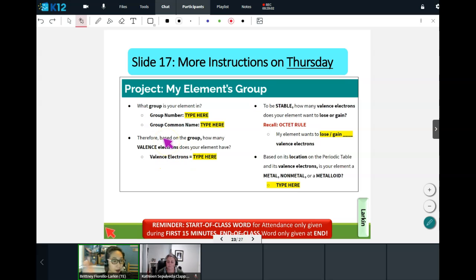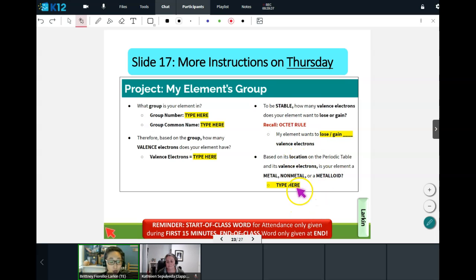Based on your group, how many valence electrons does it have? Look at the end of the group number. Group 1 has 1 electron. Group 2 has 2 valence, outermost, electrons. Group 13 has 3 valence. Group 14 has 4, etc. To be stable, how many valence electrons does your element want to lose or gain? Remember, this goes back to the octet rule. If it only has 1 to 3, it's going to want to lose 1 to 3. That's easier. If it already has 5 to 7, it just needs to gain 3, 2, or 1 more to be full. So go back to your octet rule.